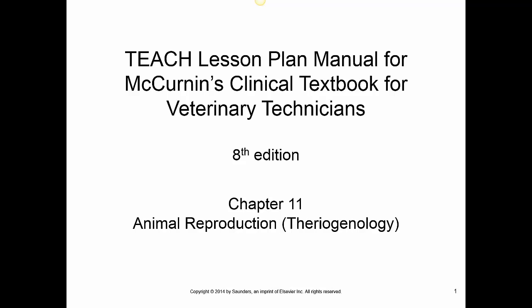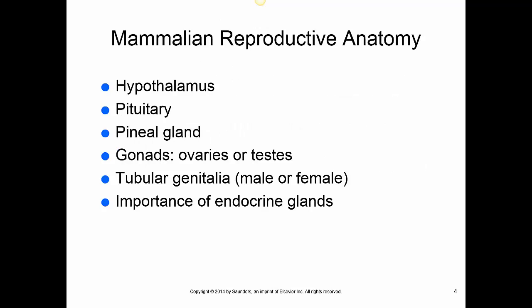So this will be for Week 8 lecture, and we're going to go into animal reproduction, otherwise properly known in veterinary medicine as Theriogenology. So we're going to start off with just a basic overview of mammalian reproductive anatomy, which is something that we already went over in AMP2.